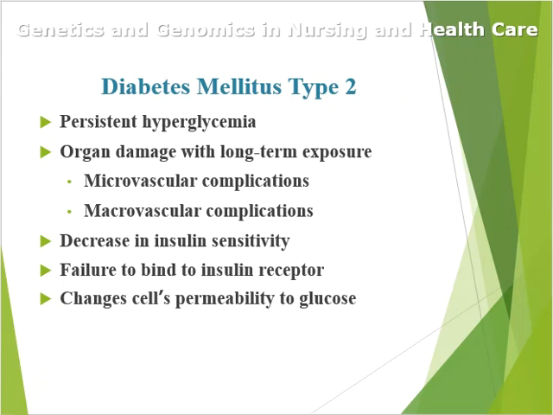So diabetes mellitus type 2 is characterized by persistent hyperglycemia, and the end result of this over long term is organ damage, microvascular complications, and macrovascular complications. In this type of diabetes, there is a decrease in insulin sensitivity. So that means there's a failure of the insulin to bind to the insulin receptor. And then, of course, there's a change in the cell's permeability to glucose. Diabetes mellitus type 2 is the most common type of diabetes mellitus, accounting for 90 to 95%.